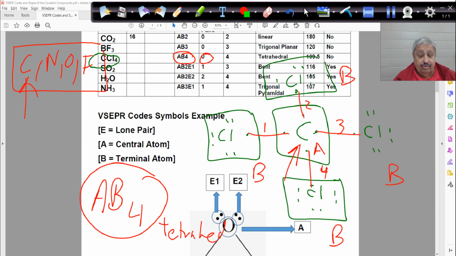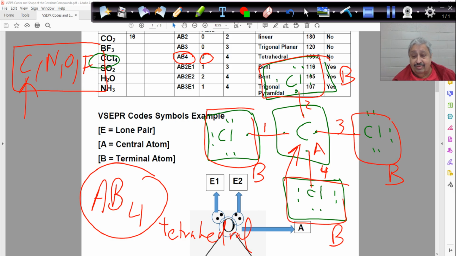Now is it polar or non-polar? Somebody tell me. Is this one polar or non-polar? Non-polar. Why? That's correct, the answer is correct. Why? Because we have identical what? Terminals. Chlorine, chlorine, chlorine, chlorine.